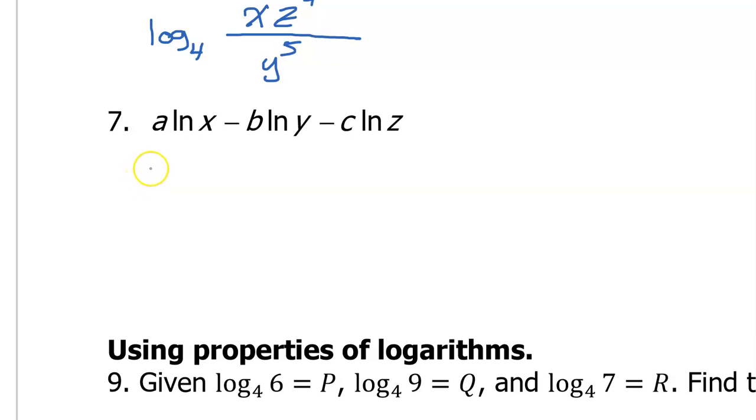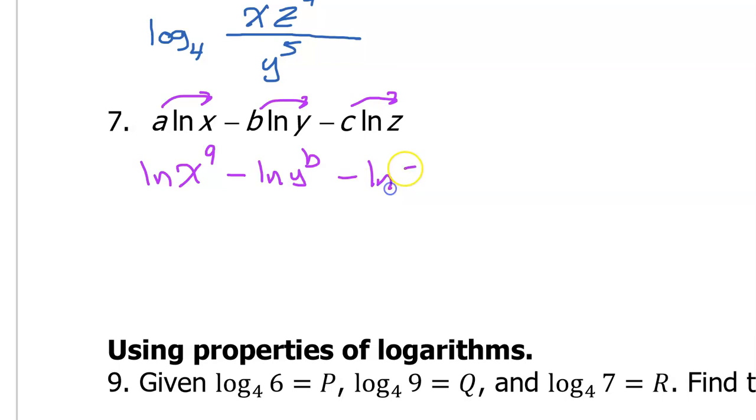All right, Duncan, what is your thought process for number 7? We're going to need to move the variables in the front to the exponents. Okay, it sounds good. So tell me what to write. Natural log x to the a minus natural log y to the b minus natural log z to the c. Sounds good. All right, brother, it's time to rewrite this as a single log. What do you got for me? Natural log x to the a over y to the b times z to the c.